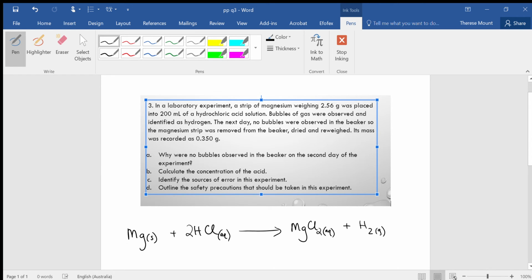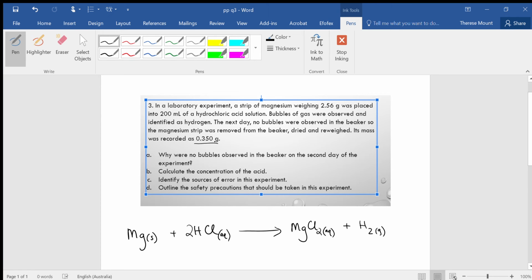So what the question's saying is that at the beginning, this much magnesium was placed in hydrochloric acid. A reaction happened, bubbles occurred. These are the bubbles, the hydrogen gas. When the magnesium strip was removed, its mass was that much.